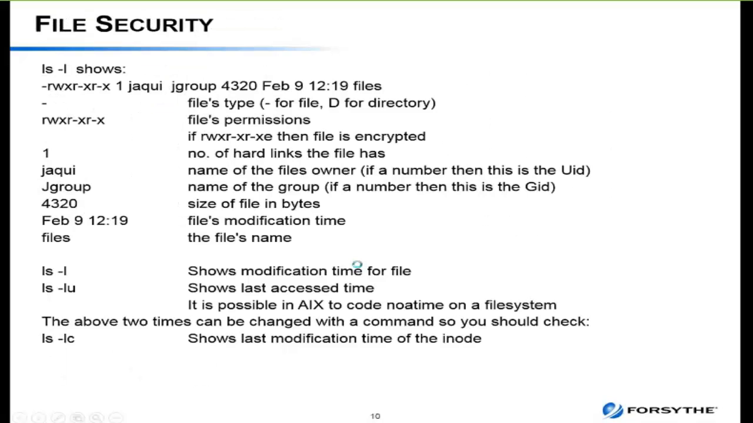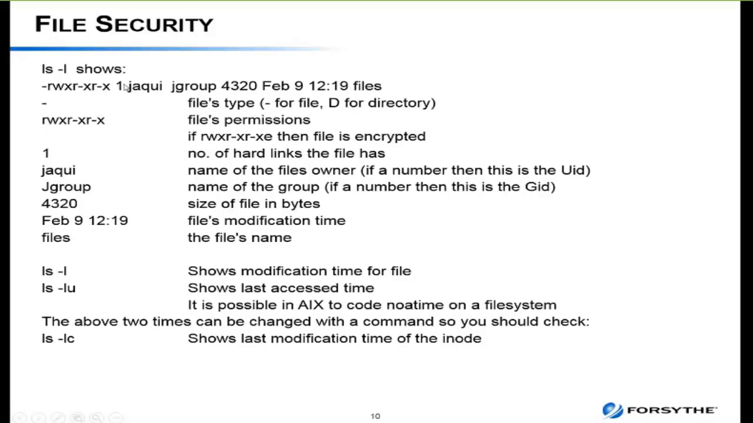All right, so let's look a little bit at file security. If we look at this, you can see that I have a dash at the beginning, which means this is just a regular file. It's not a directory. I have RWX for the owner, so Jackie has read, write, and execute. For the group, which is J group, I have R and X, so people can read the file, they can execute it, but they can't write to it. And then everybody else has the same permissions.